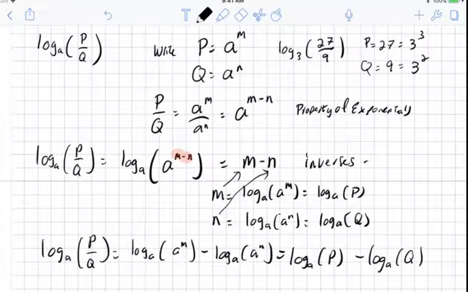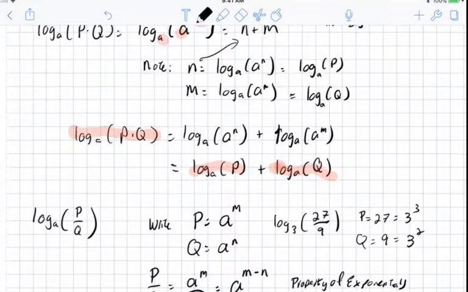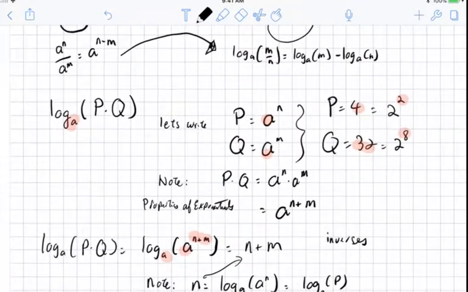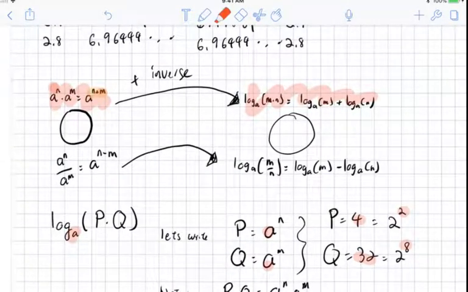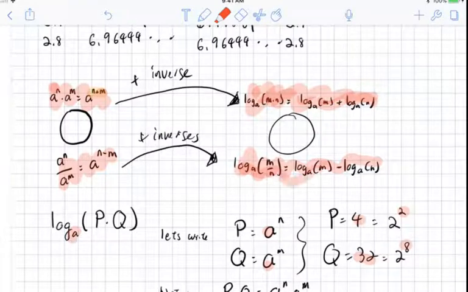In other words, using only a little bit of algebra, starting with this rule, and then using the idea of inverses, I was able to prove that this argument is true. And so these things are both properties of logarithms, but they come from these properties of exponentials, which should already make sense to you.